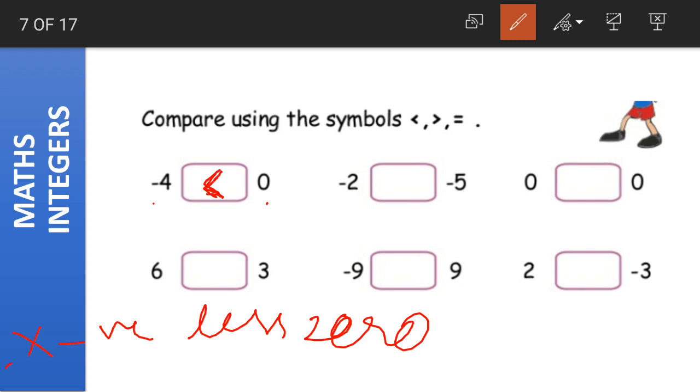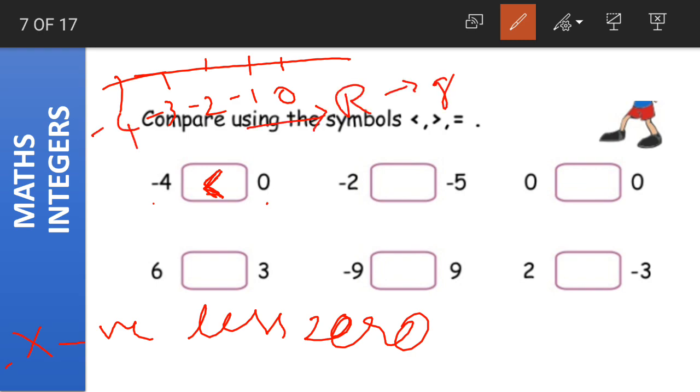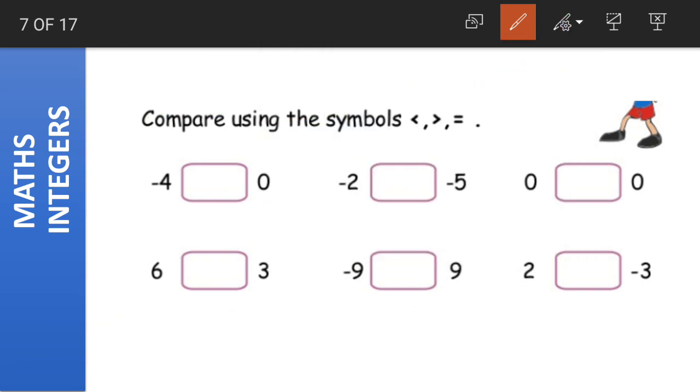It's okay even if you don't remember this statement, just draw a number line and see where these two stand. -1, -2, -3 and then comes -4. 0 is on the right side, so 0 is the greater number and -4 is the lesser number. Clear? It's okay even if you do not remember those properties of integers.